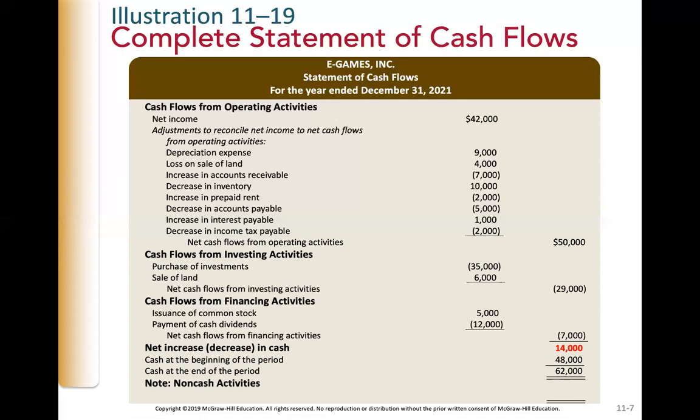Also, the ending balance in cash from the previous year, December 31st, just rolls to January 1. 14 plus 48 equals our $62,000 in cash we show on the balance sheet at the end of the period. Then we also have that note of the non-cash activity of purchasing equipment by issuing the note payable. Now you have completed a statement of cash flows. As you see, that operating activity section is the largest section and will take you the most time to prepare. There won't necessarily be as many activities in the investing and financing sections.